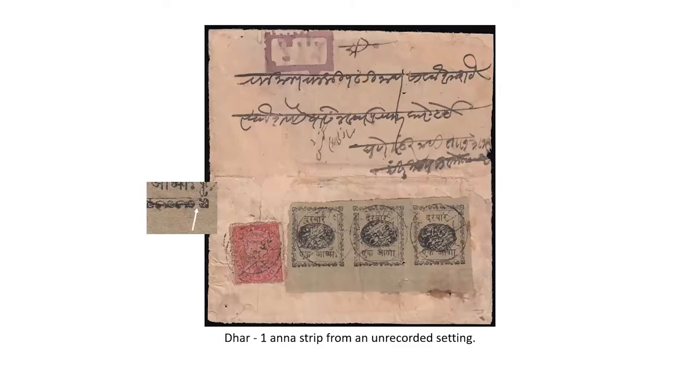I've done a very detailed study of this typeset issue, the first issue of Dhar, and I have a five-frame exhibit on this. This arrangement of the ornaments is not with the gap. If you notice, there's quite a decent amount of gap between the corner ornament and the one on the left. That setting is not known. It's not been recorded, so it's a new discovery. Unfortunately, that's all I have, so I cannot reconstruct the whole setting, which comprised 10 stamps.